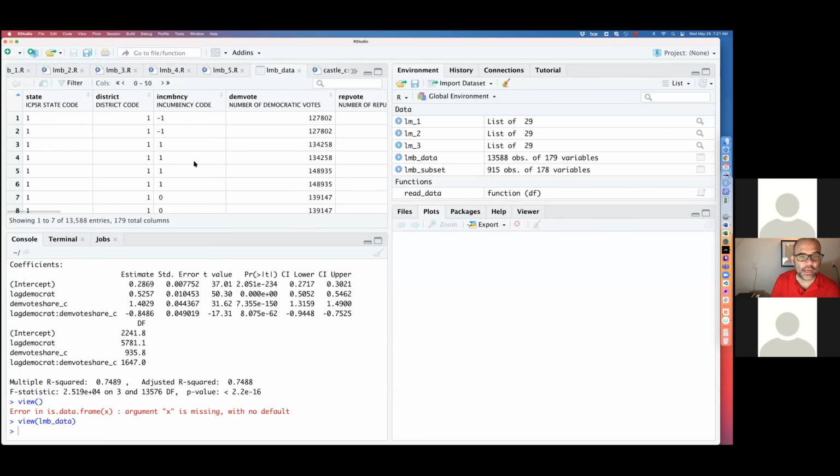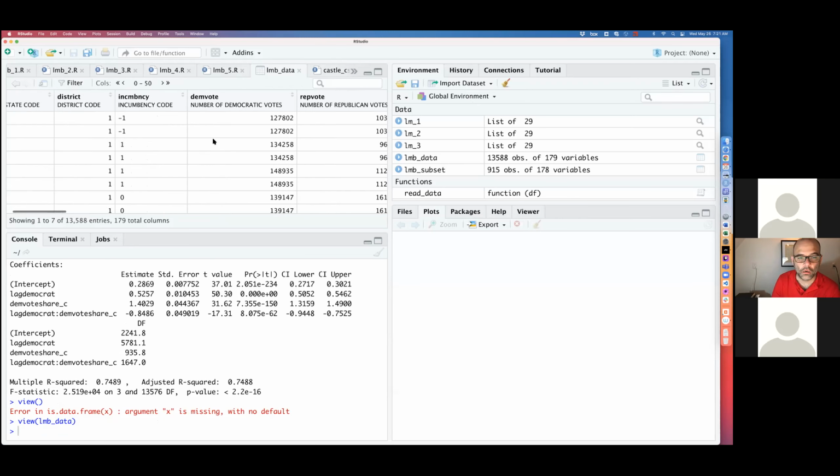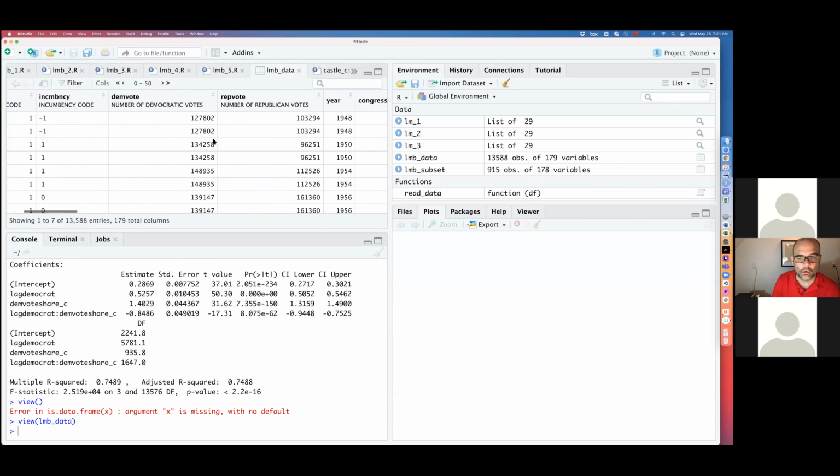What did you want me to look at, Oscar? Or Oscar, you wanted me to look at that? Okay. What did you want me to look at? Is that enough? Okay, that's fine. All right, great.